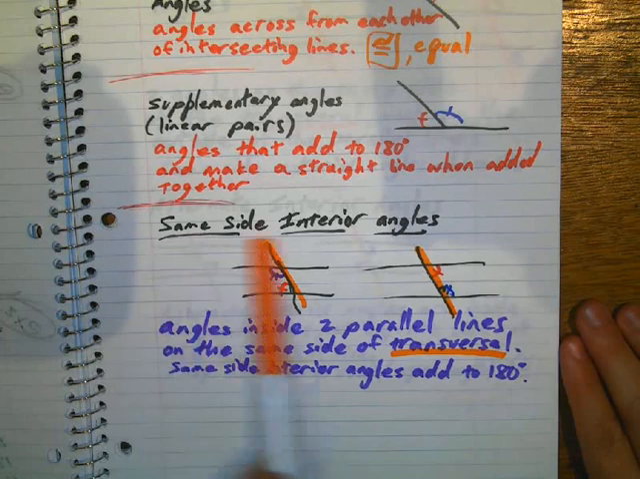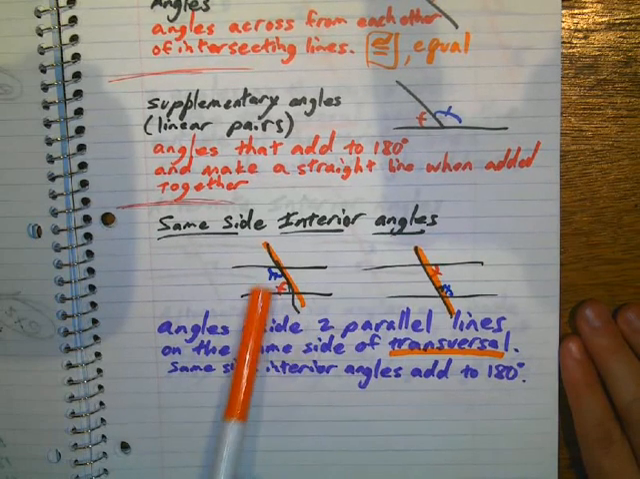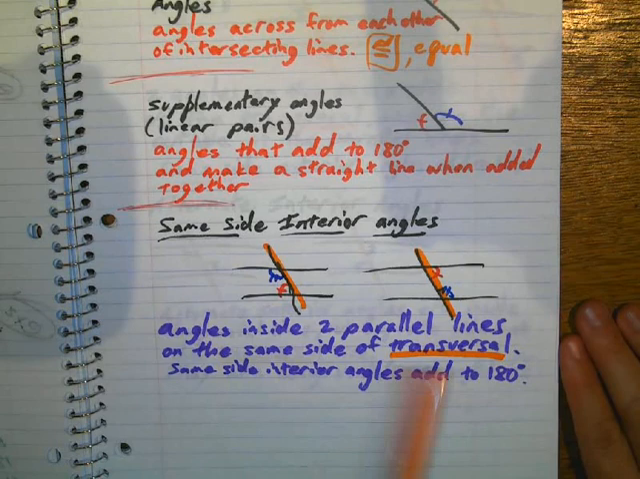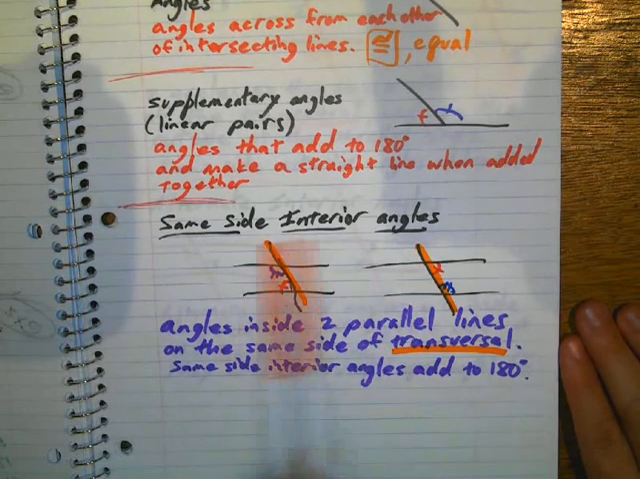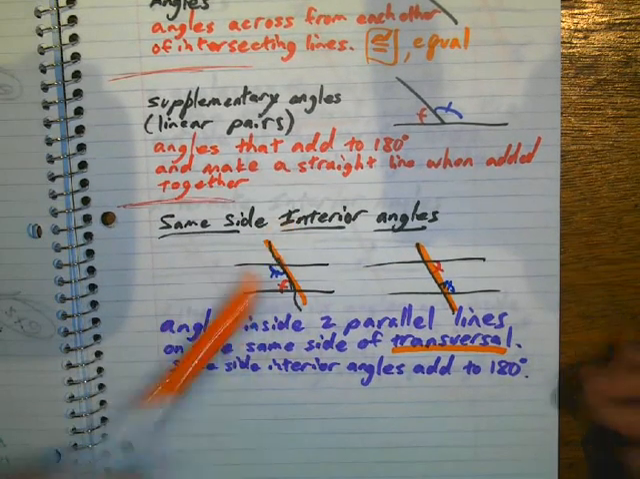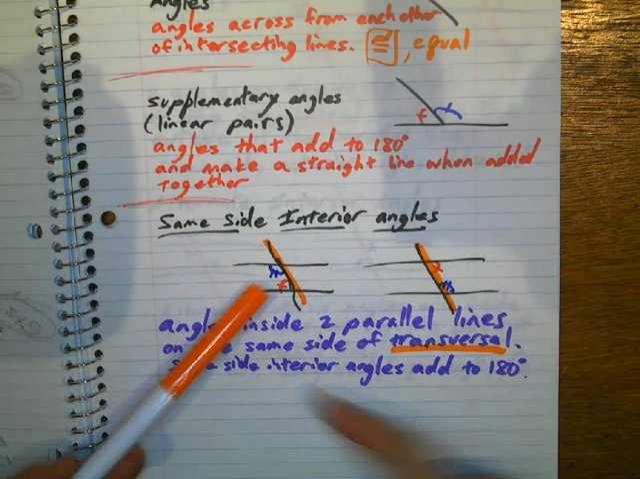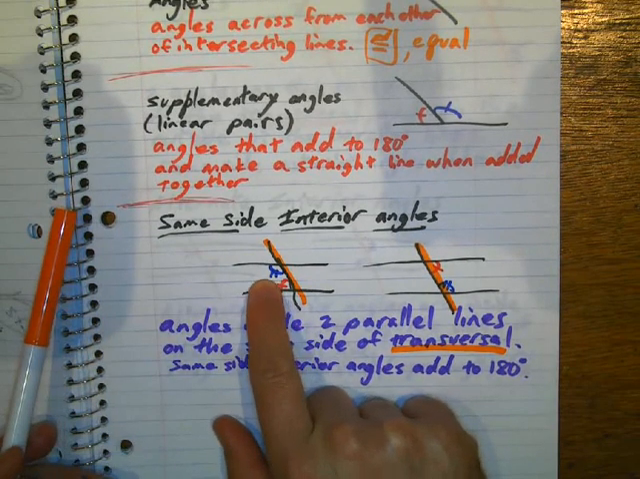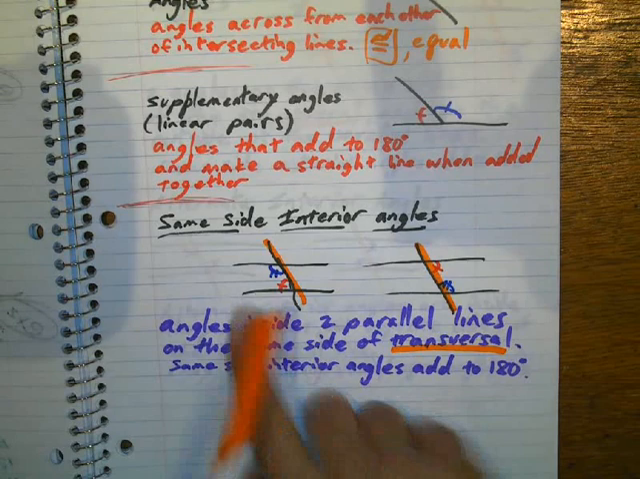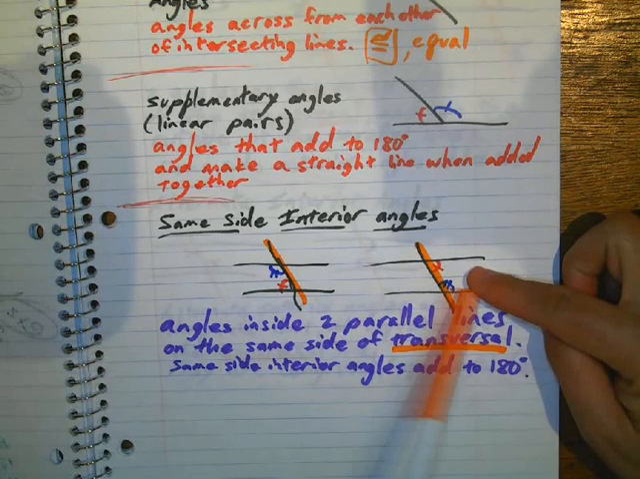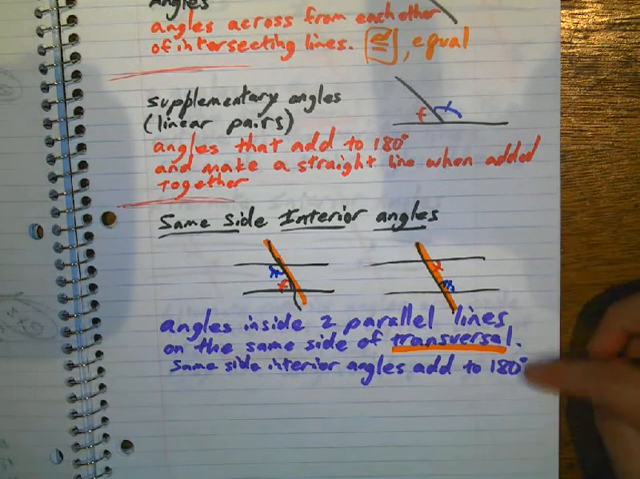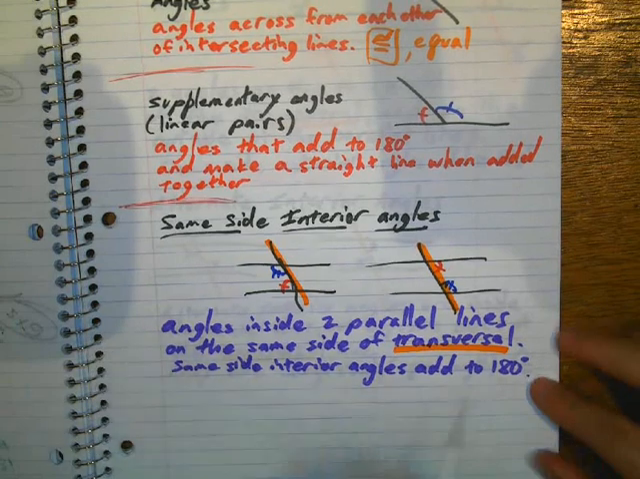Same side interior angles are on the same side of the transversal, and they're in the interior, which means in between the two parallel lines. So here they're on the same side and in between the two parallel lines. Here they're on the same side and in between the two parallel lines. And they're always going to add up to 180.